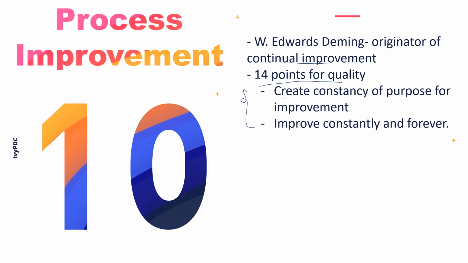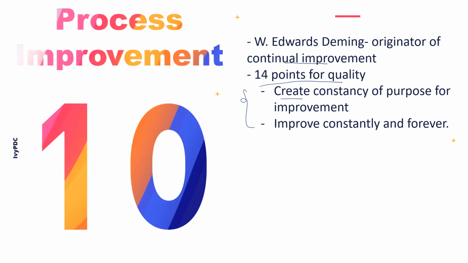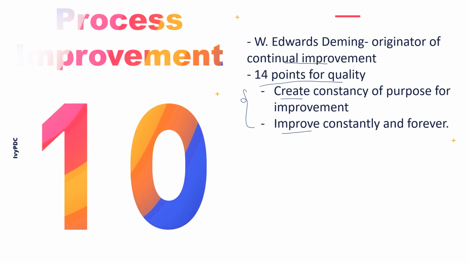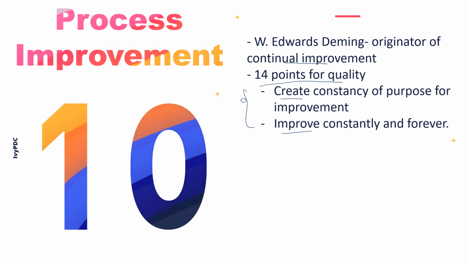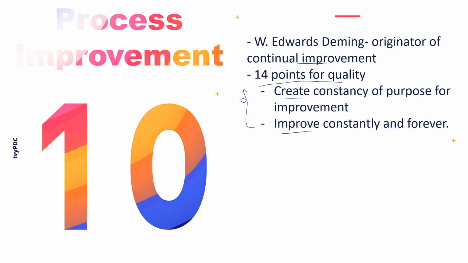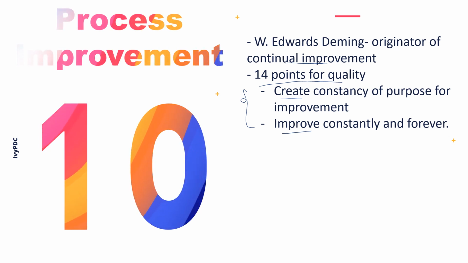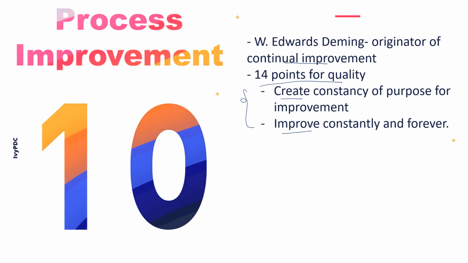So the first one is to create constancy of purpose for improvement. The message here is that there is a need to be constantly working toward making the process better. So there should be a constant move on making an improved process. Next would be, improve constantly and forever. So this statement points out that continual improvement will always be a goal. You should always reach for an improvement or for perfection. Although we know perfection might not be achieved or it might be impossible, but of course, we should always try to get as close to it as possible.